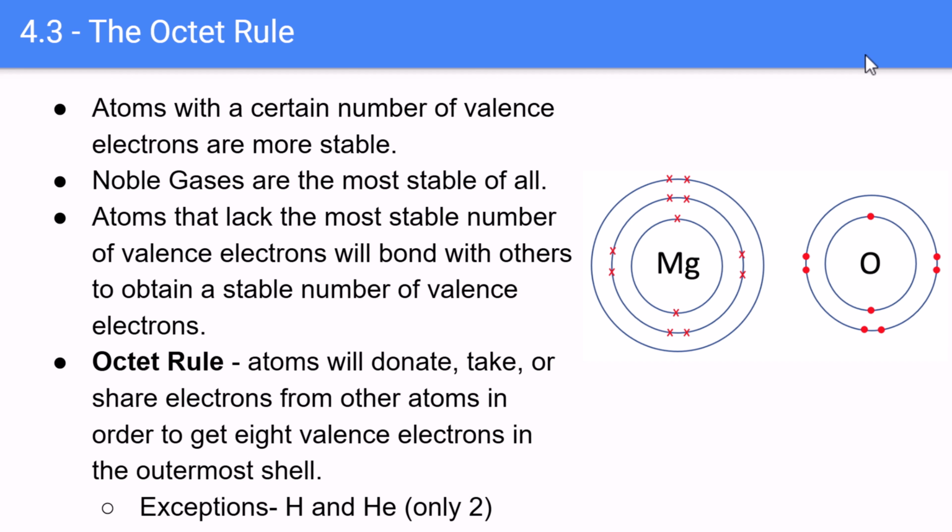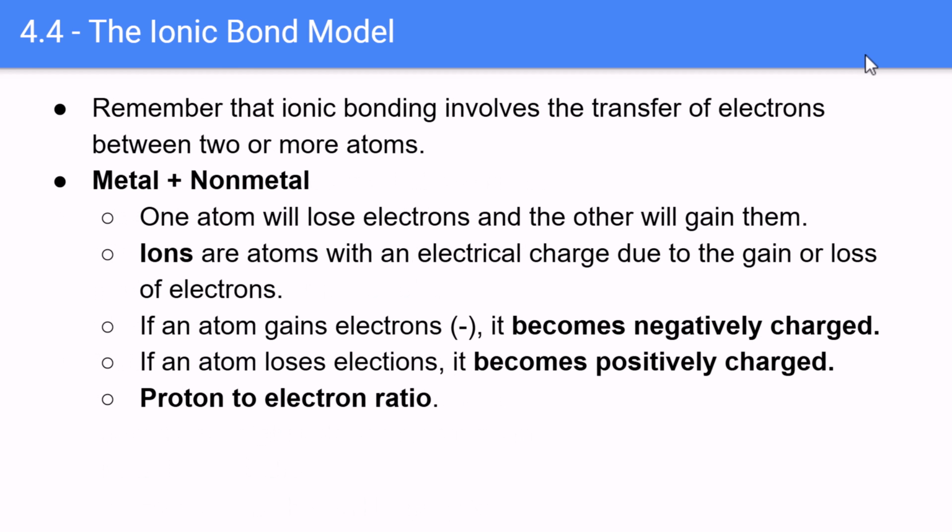The octet rule is the concept that atoms will donate, take, or share electrons from other atoms in order to get 8 valence electrons in their outermost shell. That is where they are most stable. Some people will use the term happy. Atoms don't really have feelings, so I don't prefer to use that term, but you get the idea. The only exceptions here are hydrogen and helium, which only want 2 in their outermost shell. That plays a little bit more of an important role when we draw Lewis structures for compounds, but still an important rule to know nonetheless.